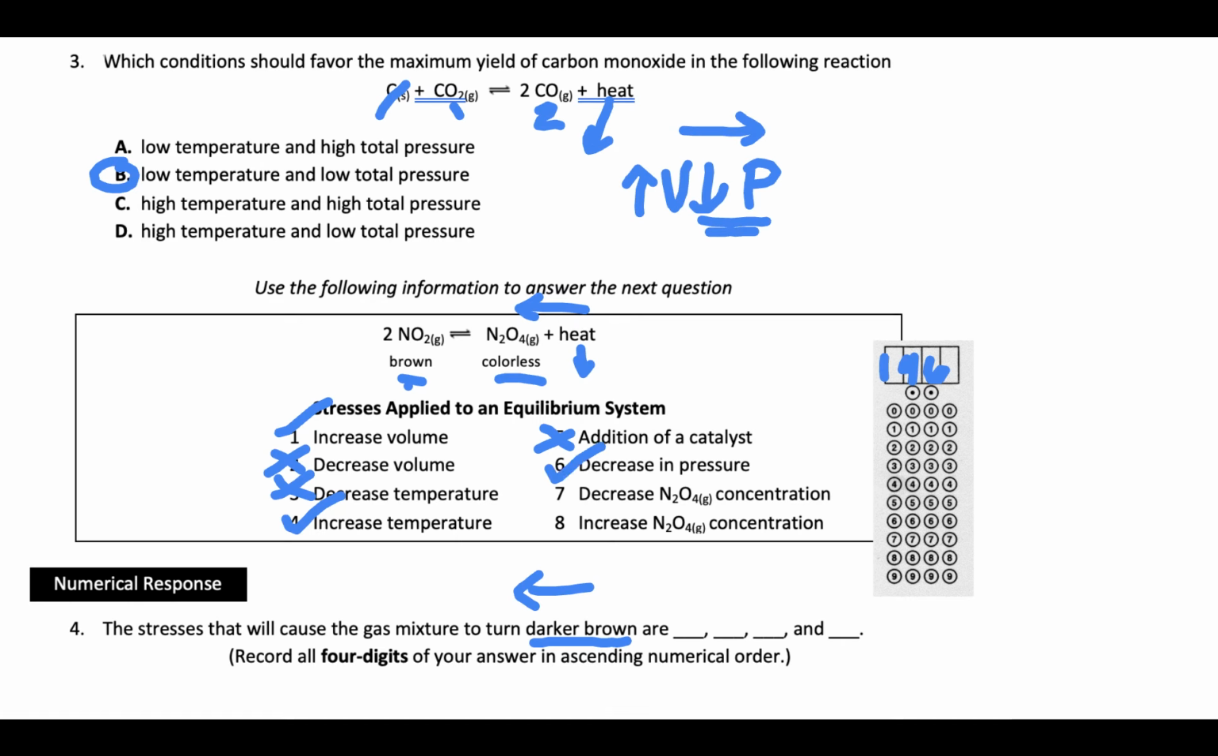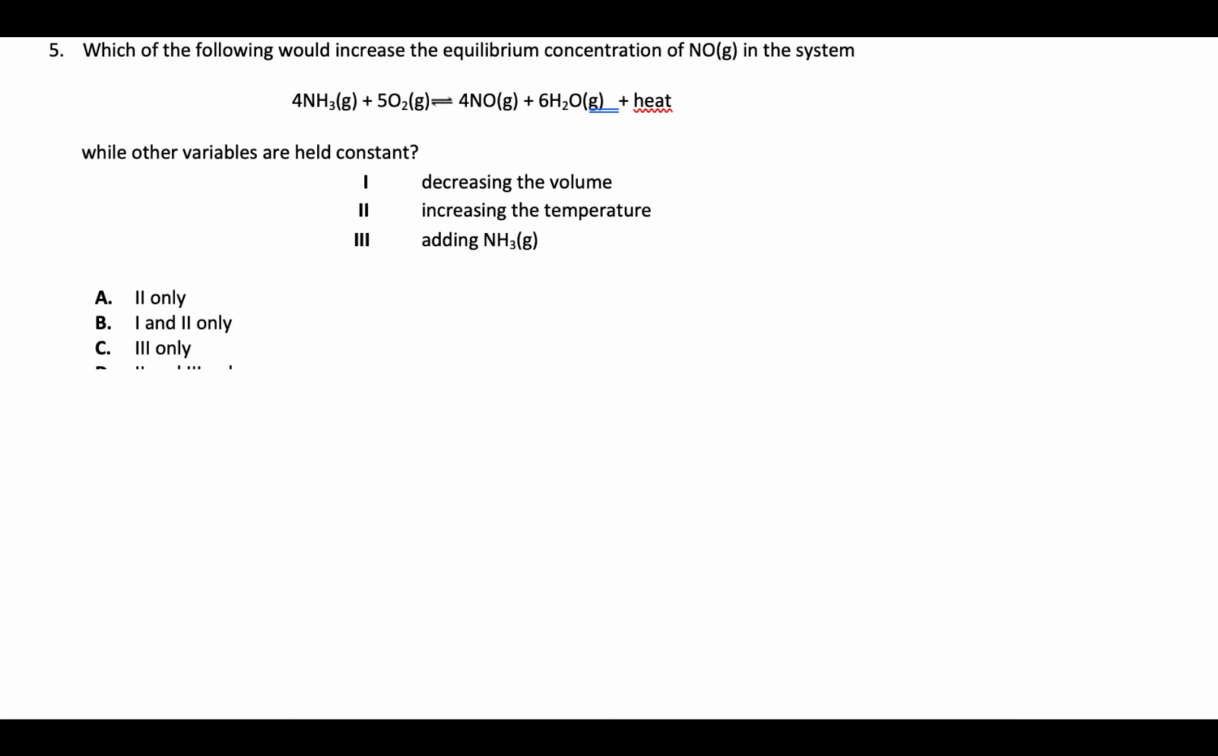And so that one. Decrease in N2O4, if we took it out of the system, you would shift to replace it. So that will not work. Increase N2O4 would make you shift away. So that will work. The last one being 8. So this was 1, 4, 6, 8.